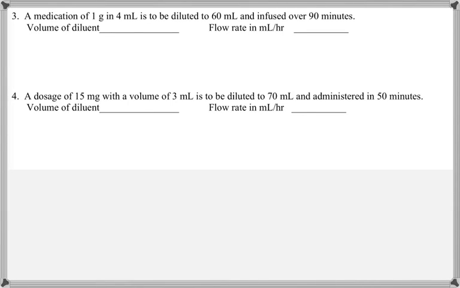On number 3, a medication of 1 gram in 4 mLs is to be diluted to 60 mLs and infused over 90 minutes. So to find the volume of diluent, I want to take the 60 that we're trying to get minus the 4 that we already have, and this gets us 56 mLs. Then they want us to find the flow rate in mLs per hour.